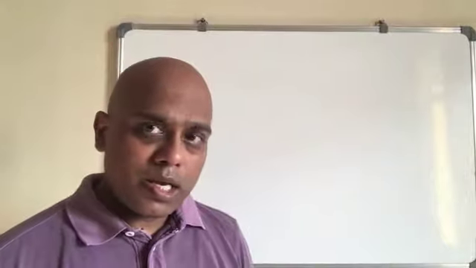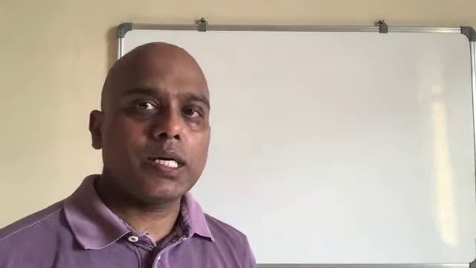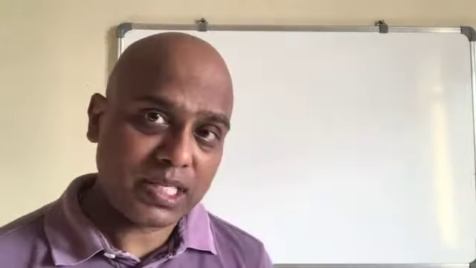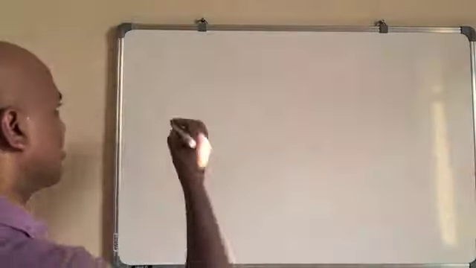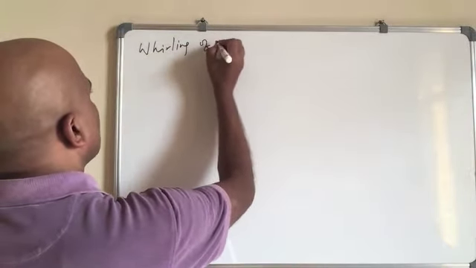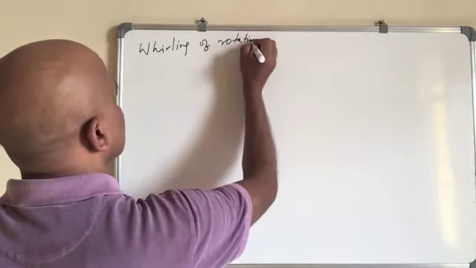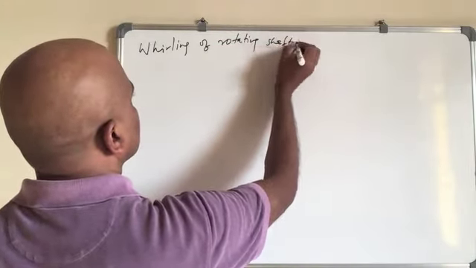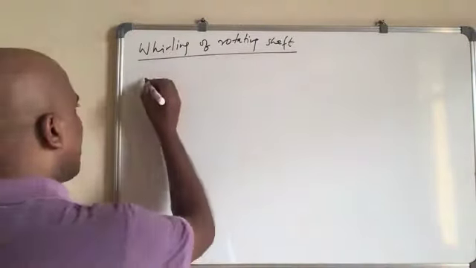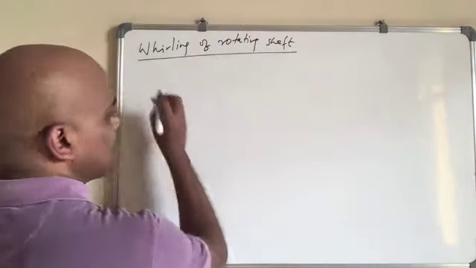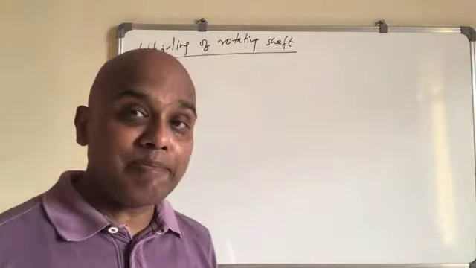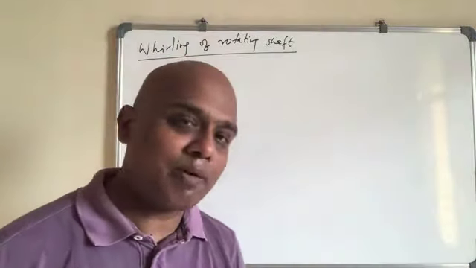In your lab next semester you also have one experiment which is whirling of rotating shaft. So basically there is a shaft. First we have to also relate it with the spring mass damper. Basically finally the vibration comes from that.